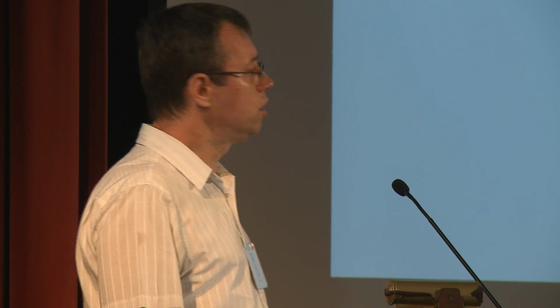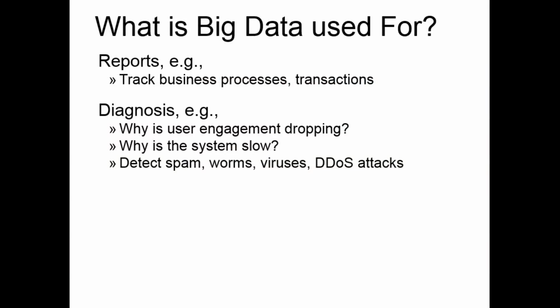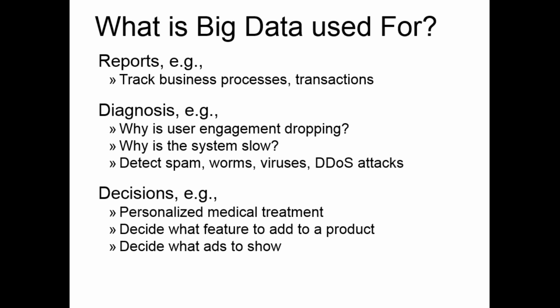In order to understand what the problem is, we need to understand how the data is used and what it is used for. So what is big data used for today? For one, it's used for reports to track business processes, transactions, and so forth. Then it's used for diagnosis to answer questions such as, why is a particular service slow? Why is user engagement dropping? Or maybe to detect spam, worms, online banking fraud, and things like that. But most importantly, people want to use big data to make decisions, such as personalized medical treatment, deciding what features to add to a particular product or service, or the classic example of our times, deciding what ads to show.